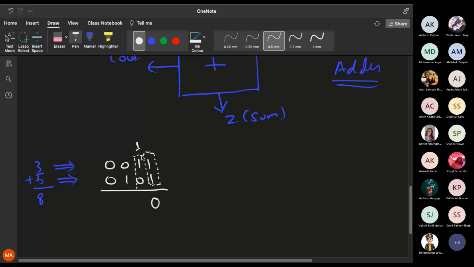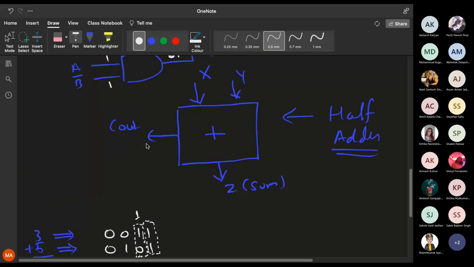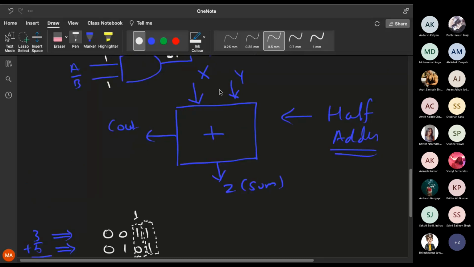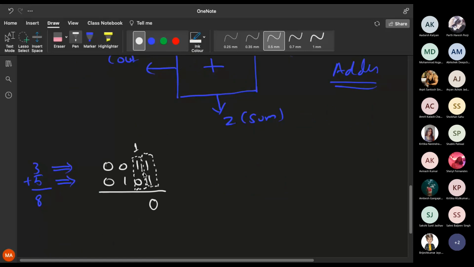I want to add 1 with a 0. The output is just 1. It won't be 0. Your half adder is not considering the carry because it is just taking two inputs, x and y. Similarly over here, we have 1 and 0. It is not going to consider this carry. Should you consider this carry?